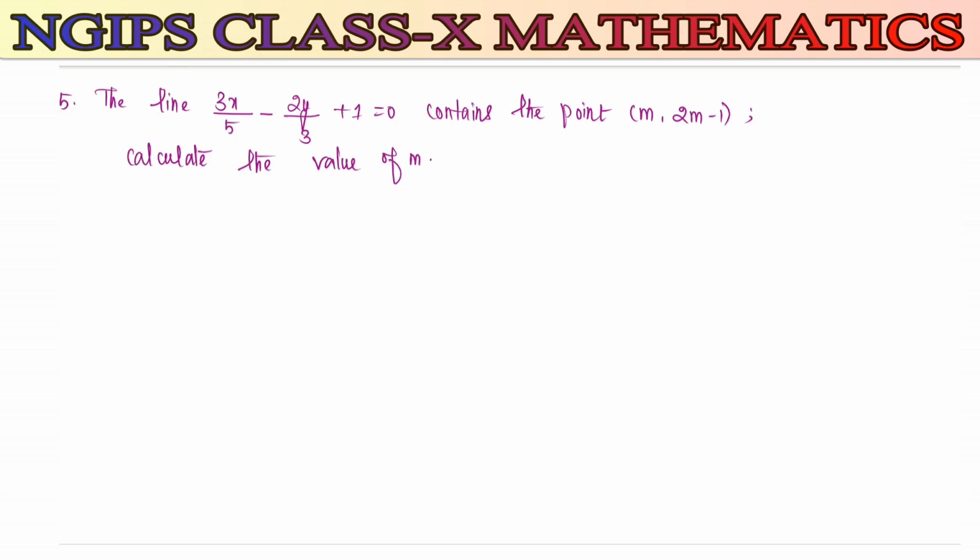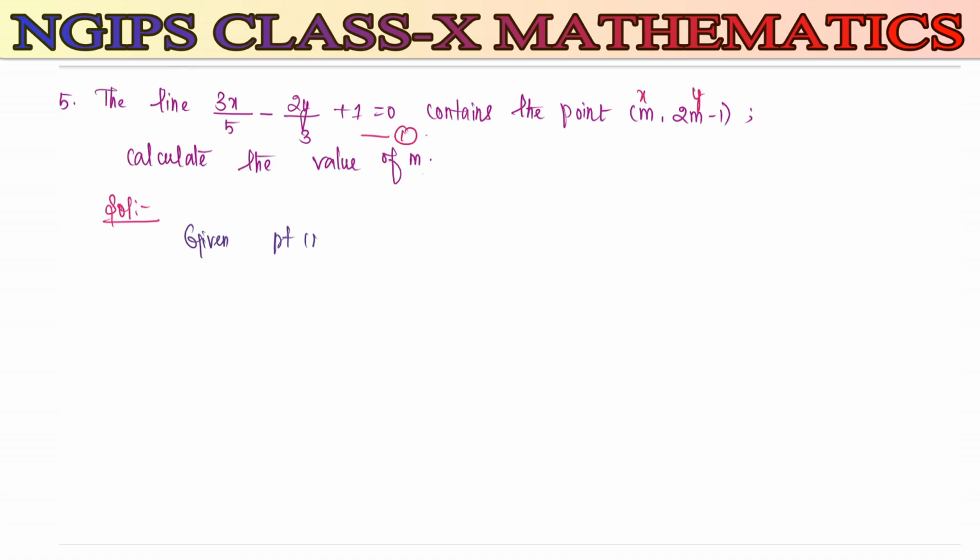Okay, here they have given the equation of the line 3x by 5 minus 2y by 3 plus 1 is equal to 0, which contains a point m comma 2m minus 1. Calculate and find the value of m. So here we need to consider x value as m and y value as 2m minus 1, and substitute this x value and y value in the given equation. When you substitute in this equation, we are going to get the value of m.